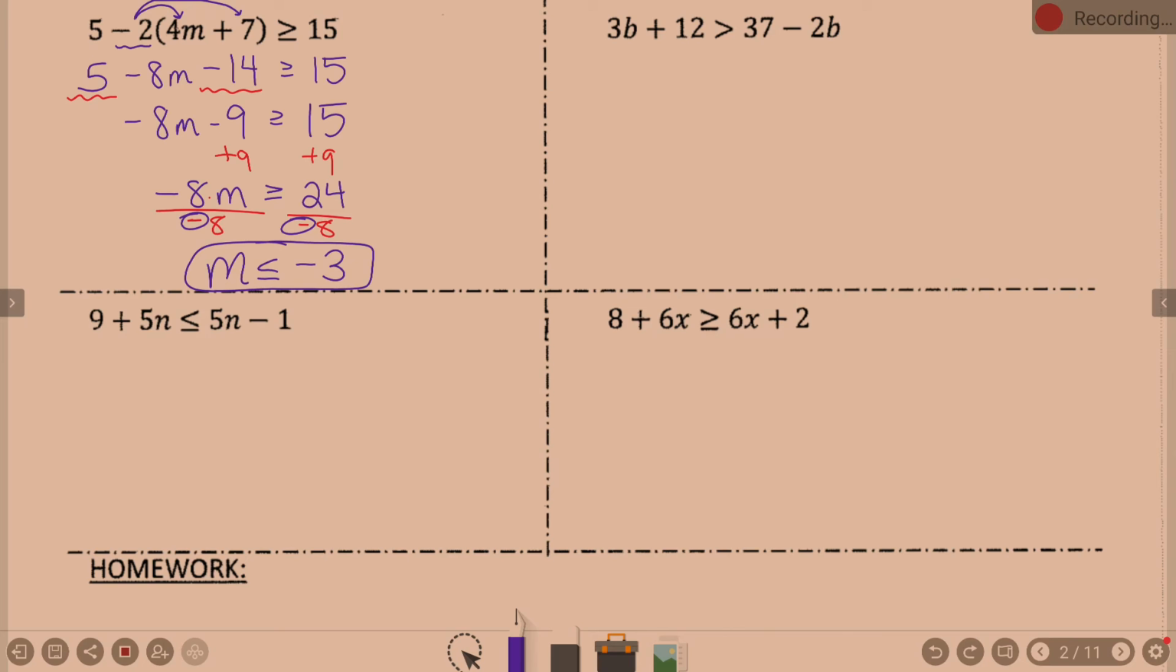So yeah, you're going to see some parentheses in homework where you need to distribute. Yes, you are. That is a skill we have to know how to do. Okay?